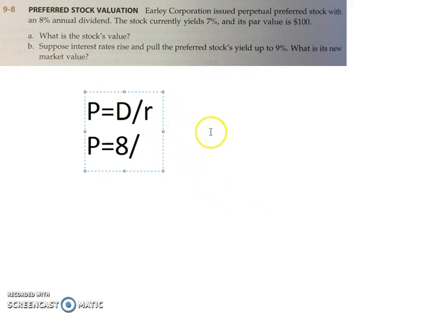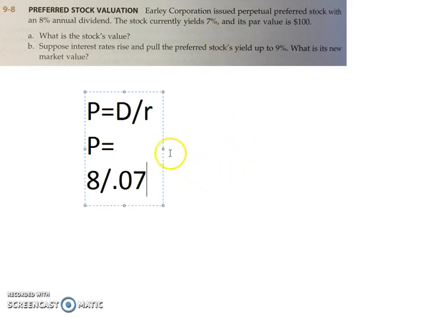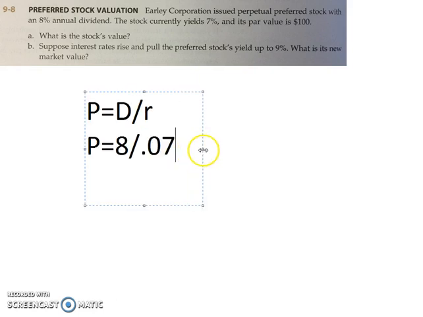Now R is a little bit different with this problem. The stock is currently yielding 7%. This is actually our value for R. We're going to use that as the required return. So on the denominator, we're going to have $8 divided by 0.07. So to answer the first question, we just simply take $8 divided by 0.07, and that tells us that the preferred stock is valued at $114.29. All right, so that's not too bad.